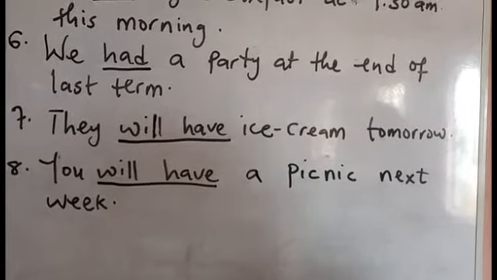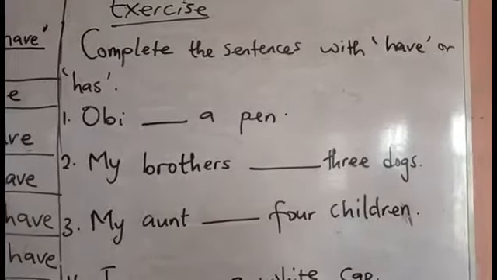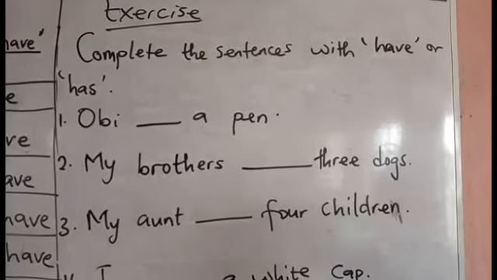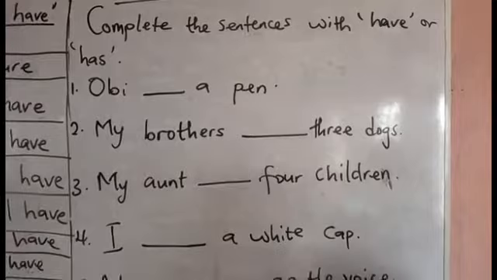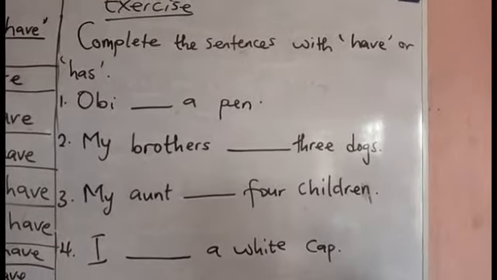Now we'll look at more examples. So this is an exercise, okay? More examples. We use this exercise, and what you need to do here is to complete the sentences with have or has.